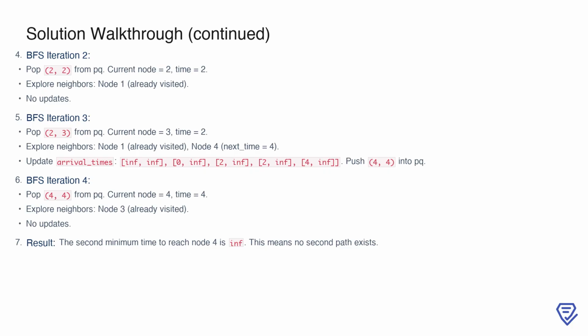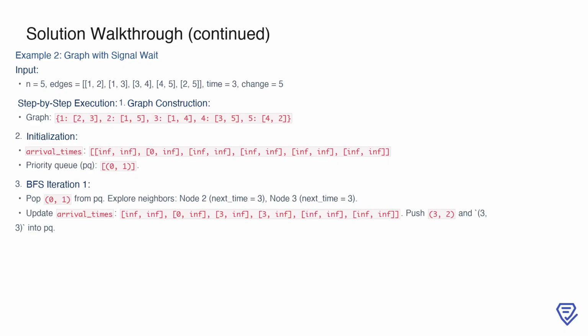At the end of the BFS, we check the arrival_times for node 4. The second minimum time remains infinity, which indicates that no second path exists to reach the destination. Now, let's analyze a slightly more complex example with signal weights.